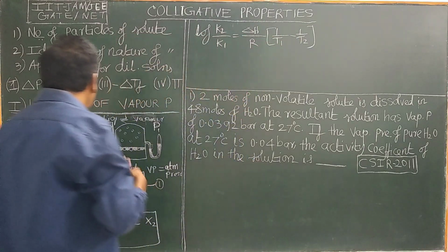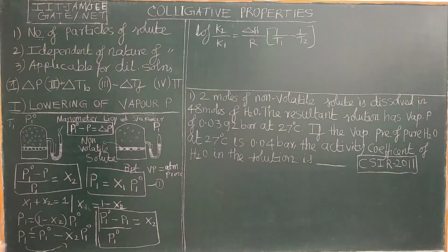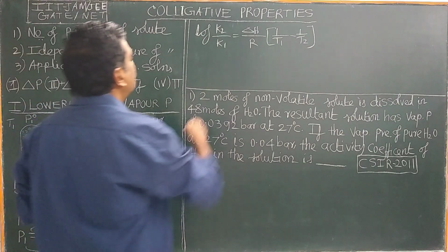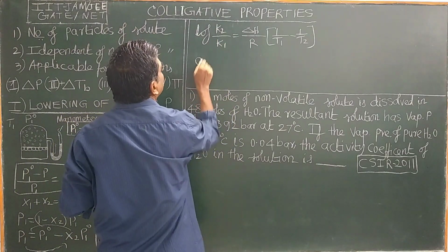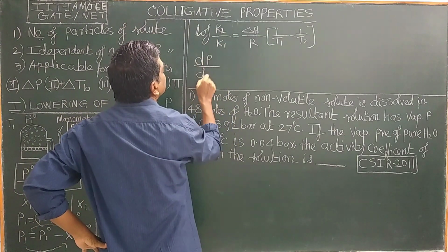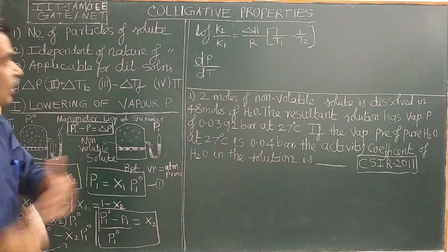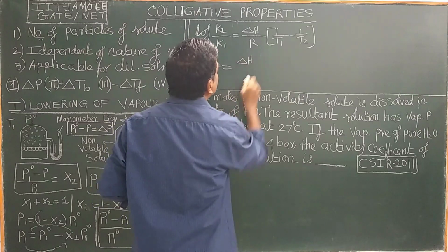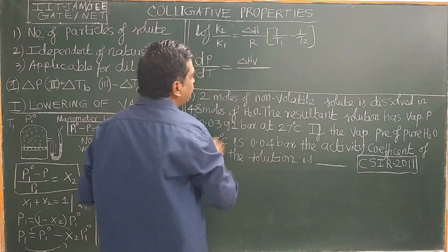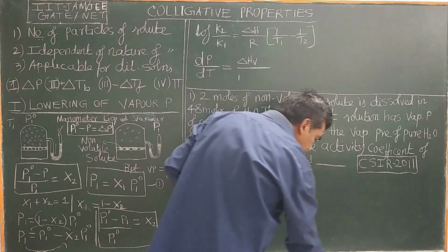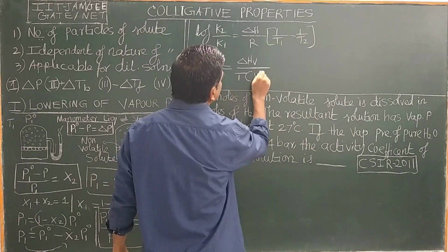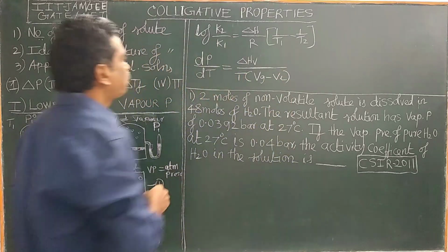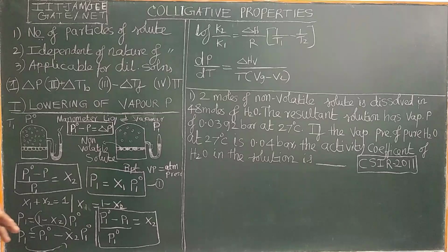Okay. Similarly here, the rate of evaporation depends on the temperature and the pressure. Therefore, we can write, for example, dP by dT, the rate of evaporation with respect to temperature, is given by delta H divided by T (V gas minus Vl). This is the expression derived from thermodynamics.